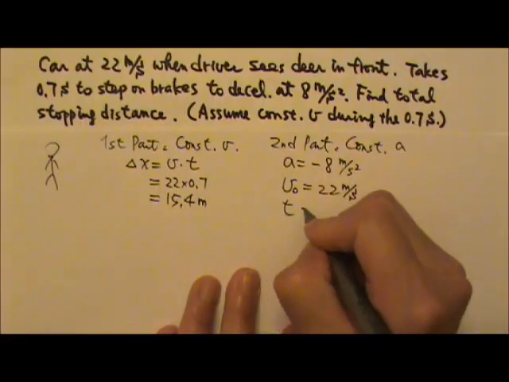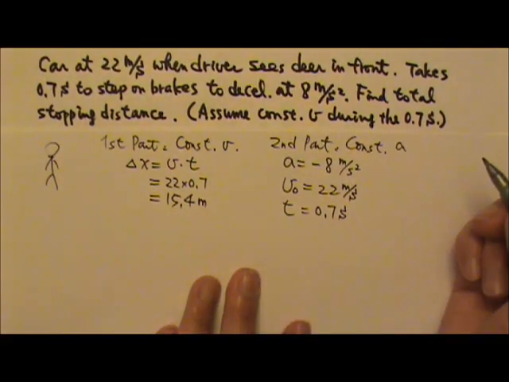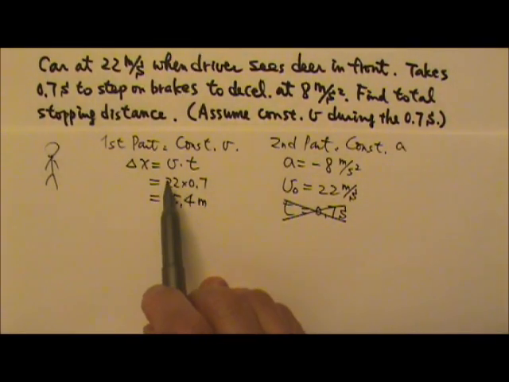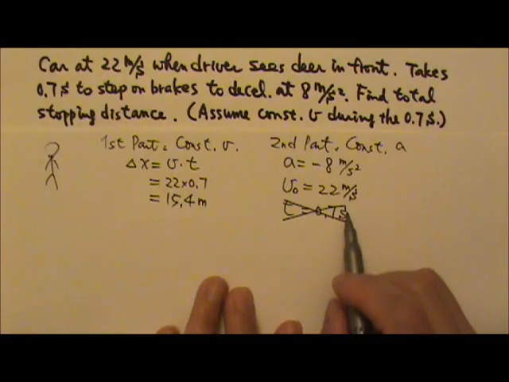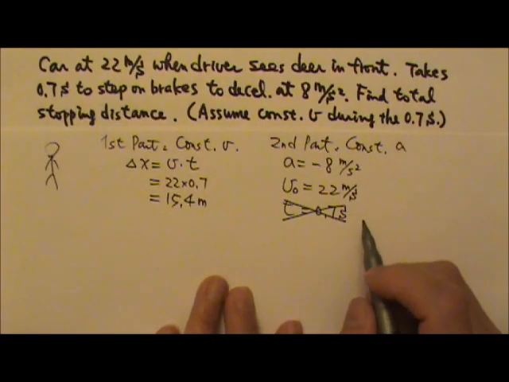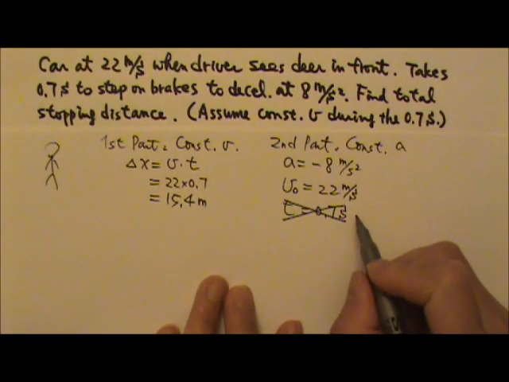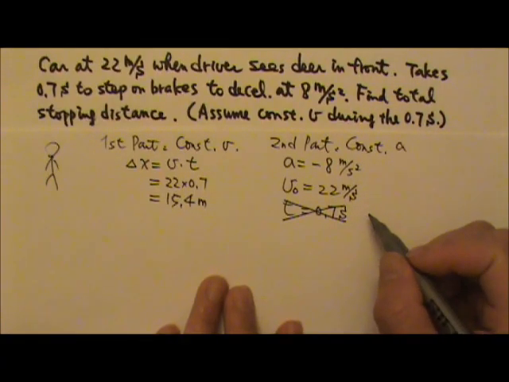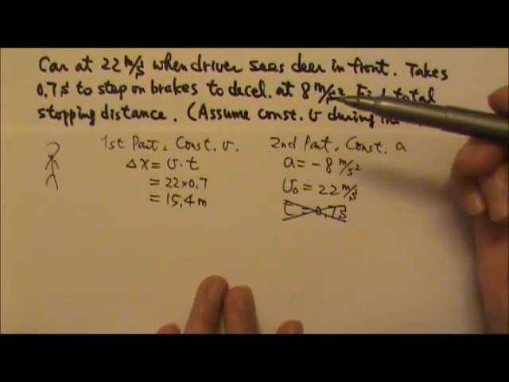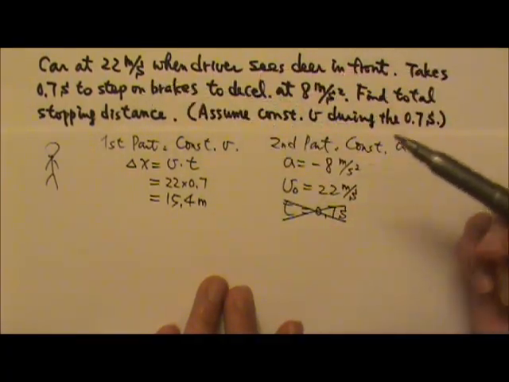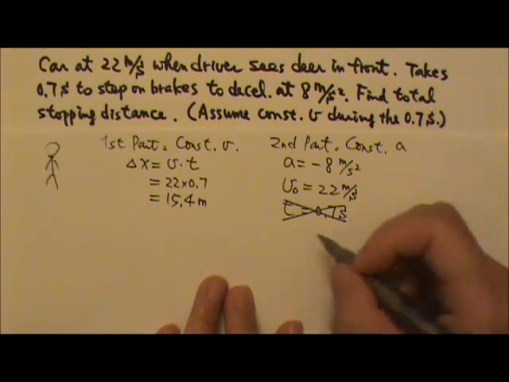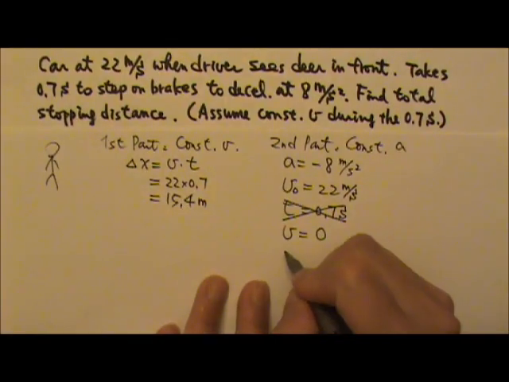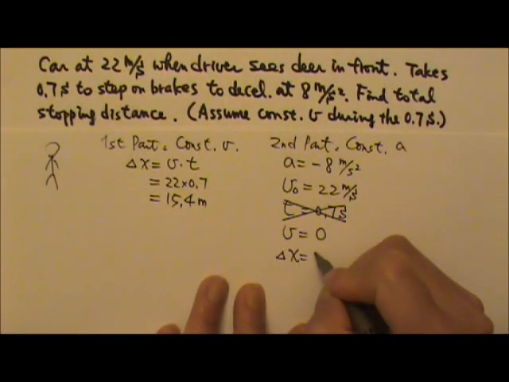Now, can we say the time is 0.7 seconds? No, we can't do that because that's just the time duration for the first part. The second part, the time, is whatever it takes for the car to stop. So we don't know the time. The time is not 0.7 seconds. So what is the third thing we know? We know that the car has to come to a stop in the end. So that means we know the final velocity is 0. And what we want is the displacement, delta x.